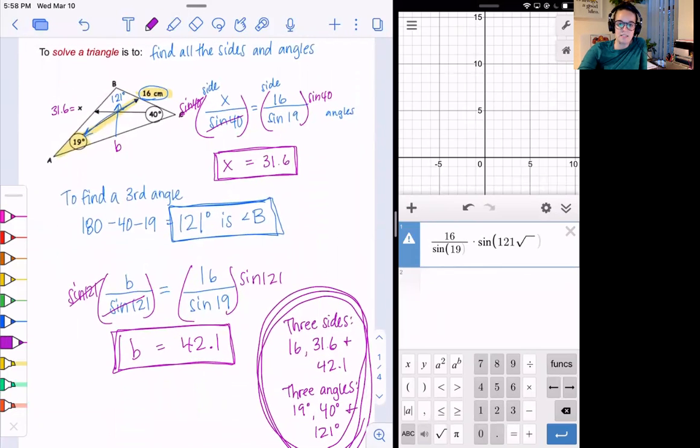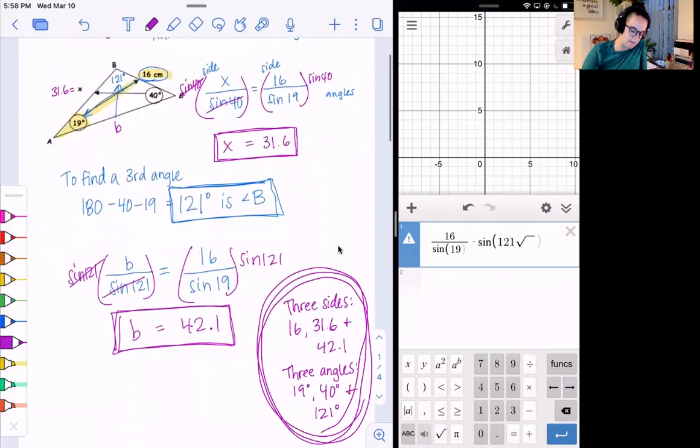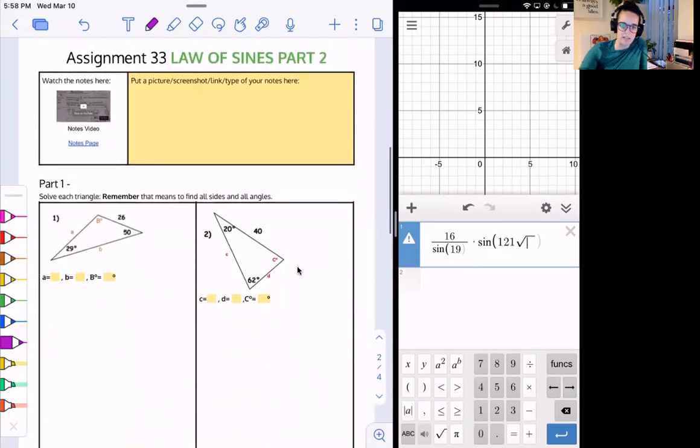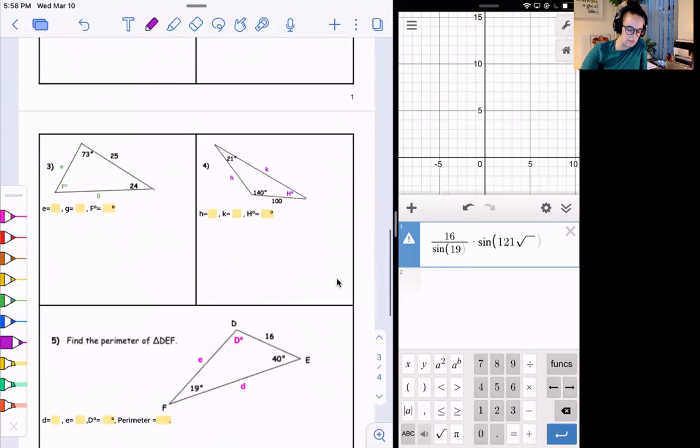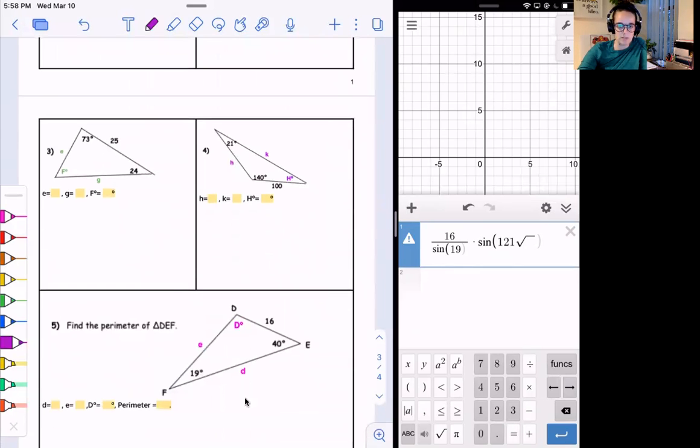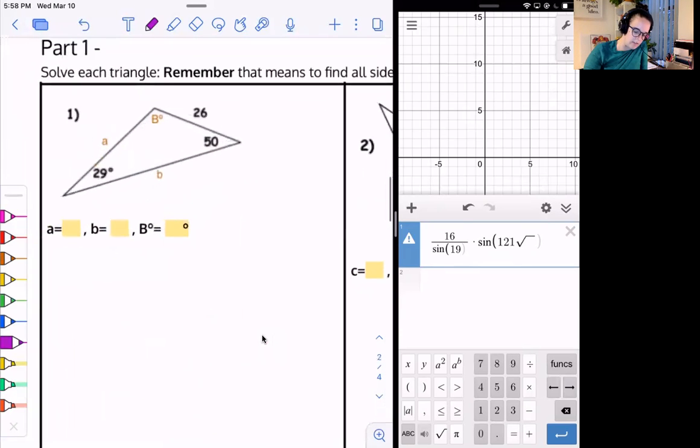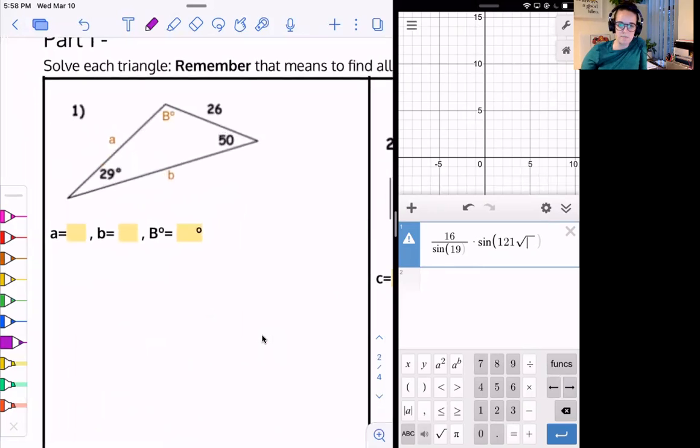Okay, this is our notes for today. So you're going to take a picture of this, plug it into your assignment. Your assignment will look like this. There are 1, 2, 3, 4, 5 problems. We're going to solve them together today in class. Let's go ahead and do number 1 on the video for those of you who are watching.